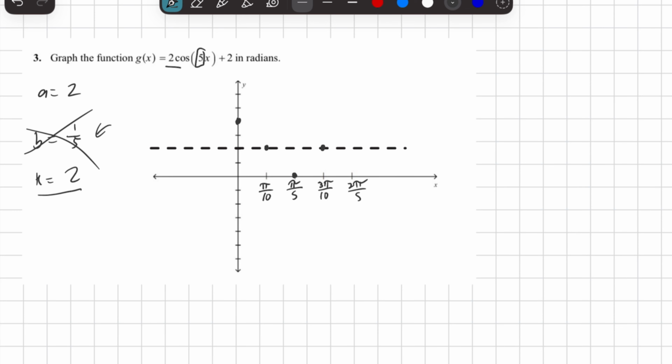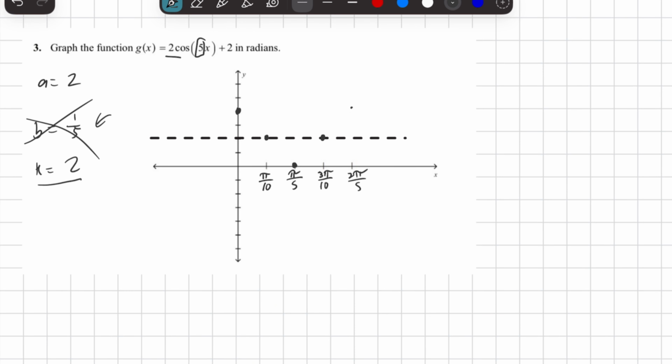And then for 2 pi, it's usually at 1. And we can do our vertical stretch here. So 2 times 1 is 2, plus 2 is 4. So that's going to be somewhere there. It's hard without the lines. And then you just draw your graph like so.